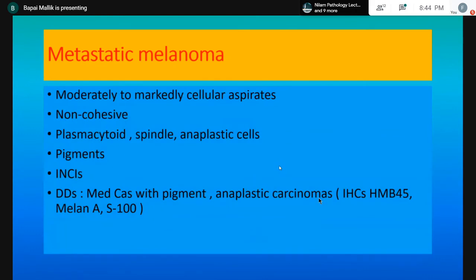Metastatic melanoma. These are again tumors which have plasmacytoid cells, spindle cells, and very anaplastic cells. They can have pigments, but please remember that medullary carcinomas of the thyroid can also show pigment. So you have to be very careful about that. And they are, of course, positive for HMB45, Melan A, and S100.